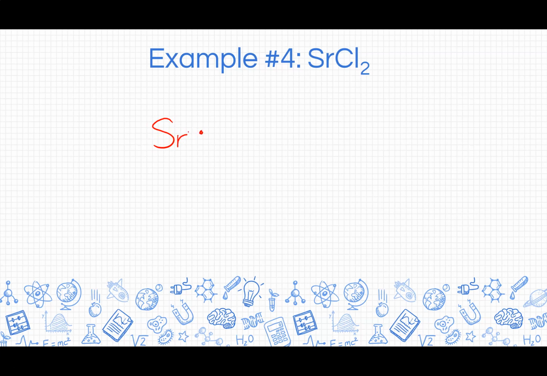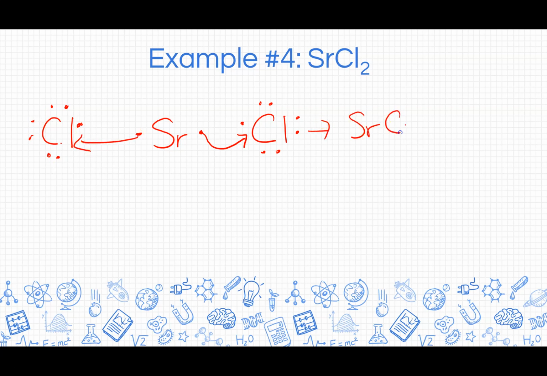Last one, strontium, 2 valence electrons, chlorine, 7 valence electrons. Transfer 1, chlorine achieves that octet, so it's not going to accept a second one, so strontium will look around for another chlorine and donate there. SrCl2, that's a 2+ ion because strontium lost 2 electrons, and I have 2 1- ions because chlorine gained an electron.